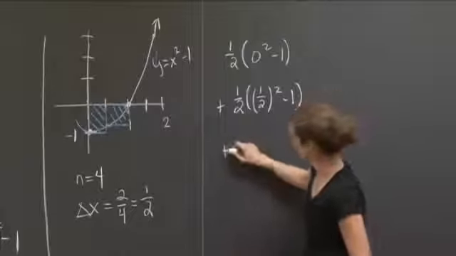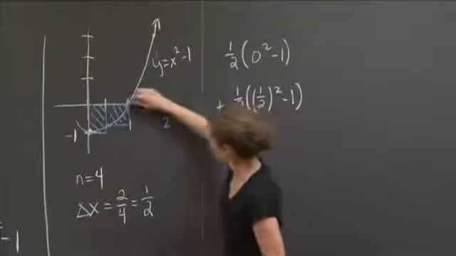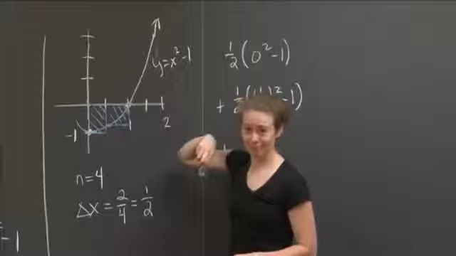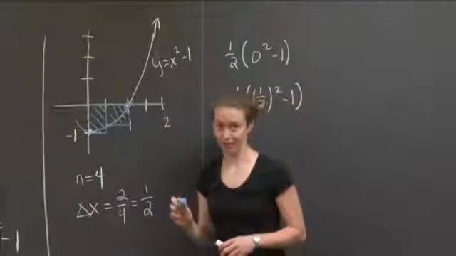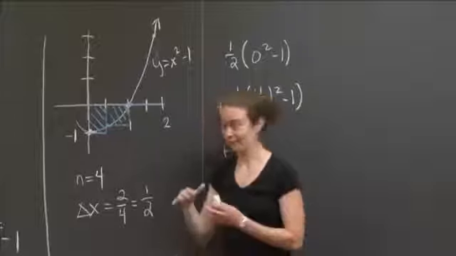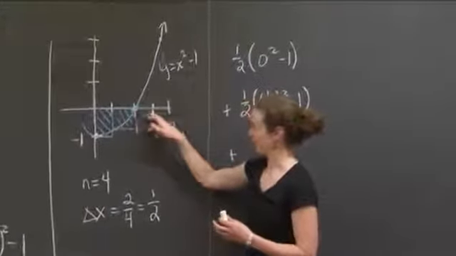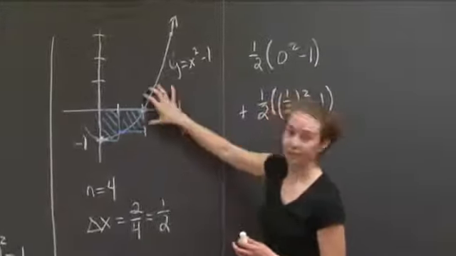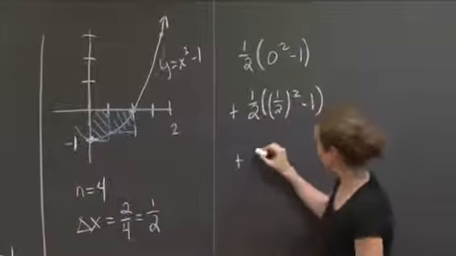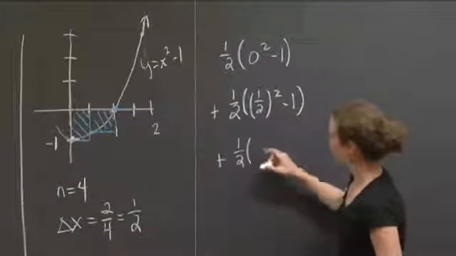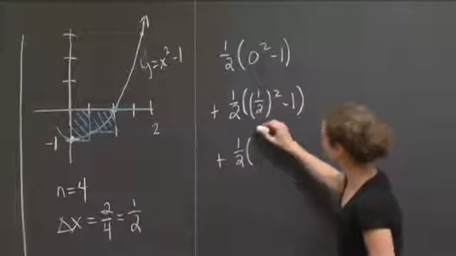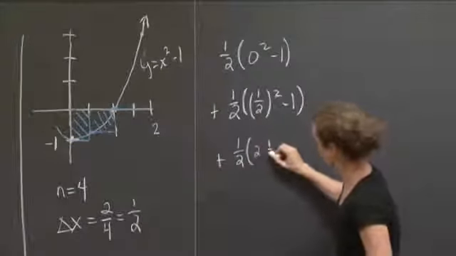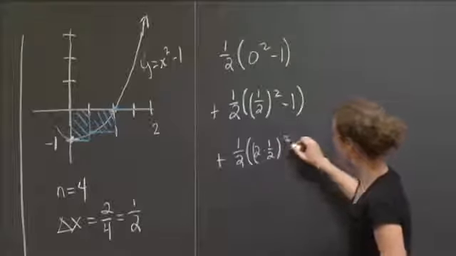The next one is going to be this interval. Well, there's no rectangle to draw because the output is 0 at the left endpoint there. So it's going to have output equal to 0 at length 1/2 and height 0. But we'll write it out anyway. It's going to be 1/2 times the quantity. Now, I went up 1/2 more, so it's going to be 2 1/2s: 2 times 1/2 squared minus 1.